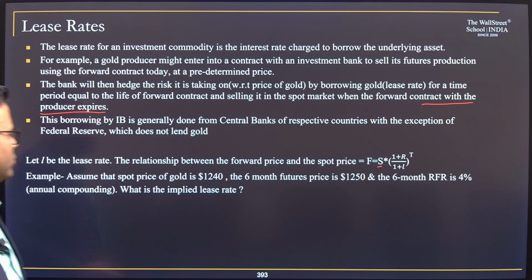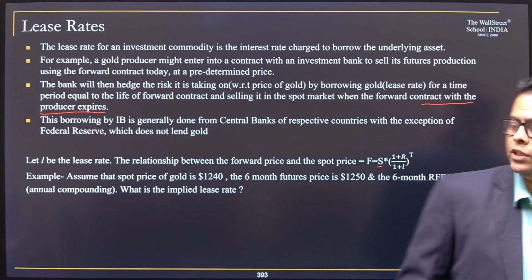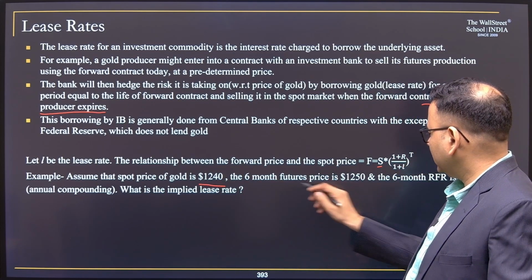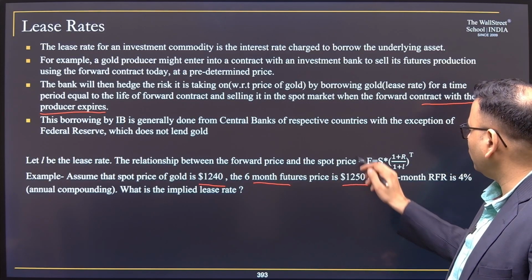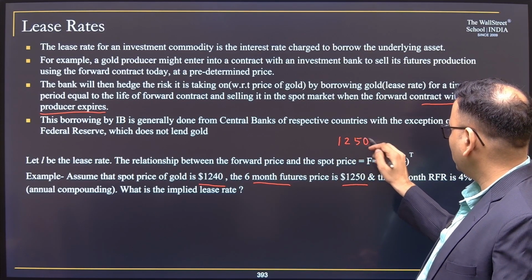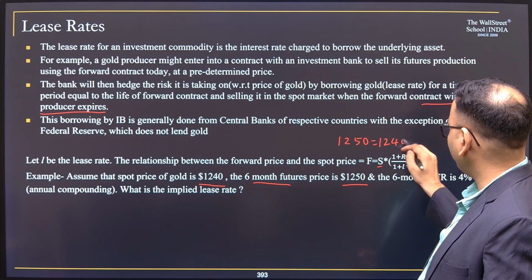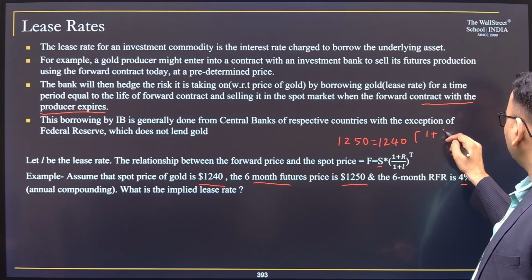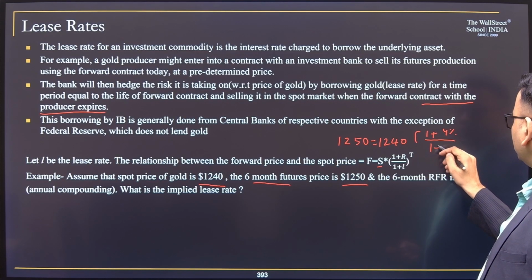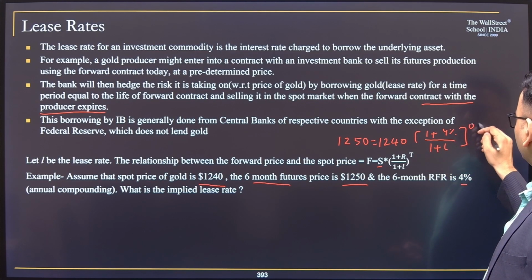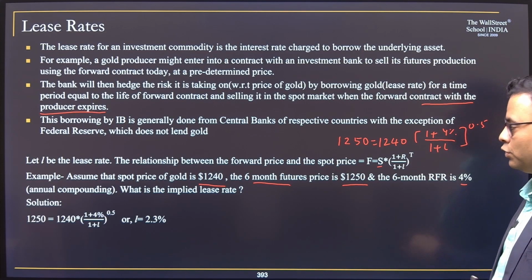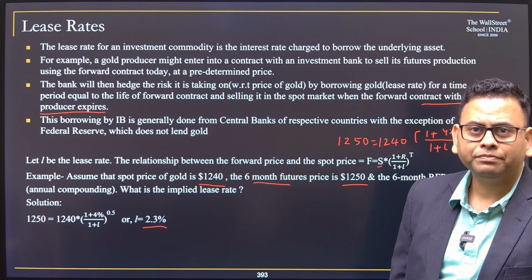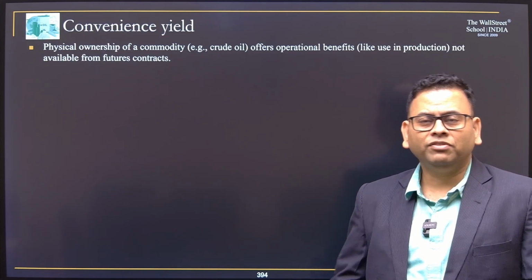So in this particular case, as you can see, my risk free rate is 4% and the spot price is 1240. The time period is 6 months. The futures price is 1250. So 1250 is 1240 into (1 plus 4%) upon (1 plus lease rate) to the power of 0.5. So if you solve it, L comes out to be 2.3%.